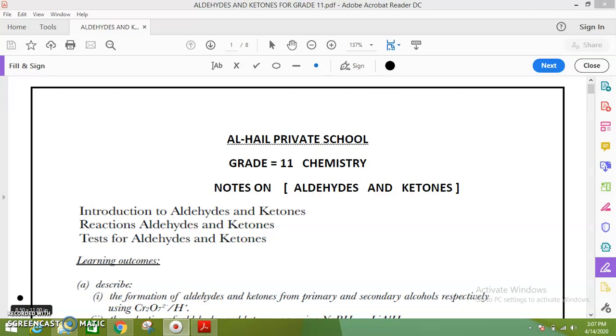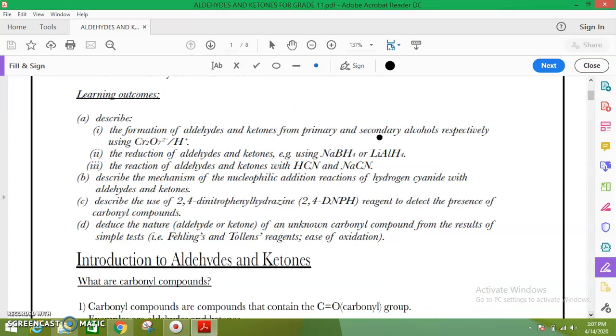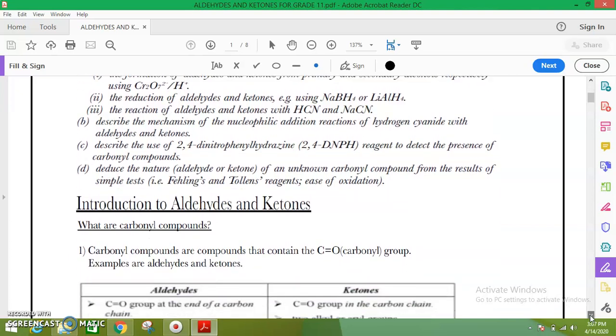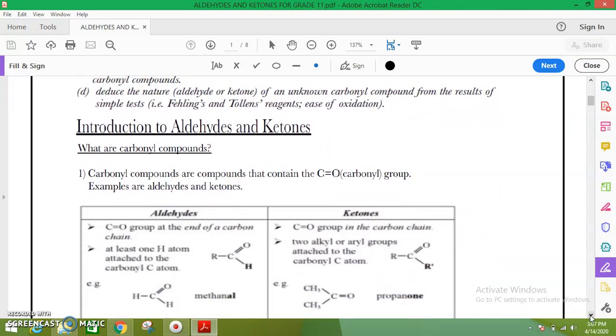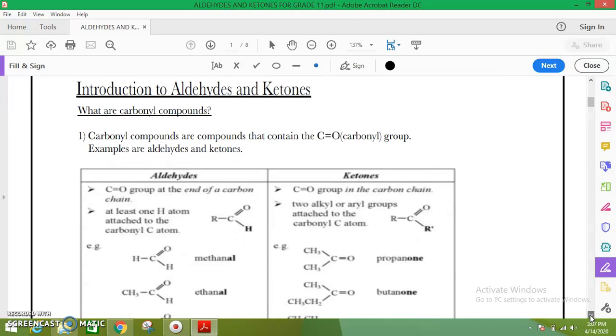Today we are going to start a new unit, aldehydes and ketones. First of all, introduction to aldehydes and ketones, then reactions of aldehydes and ketones, and at the end, the test for aldehydes and ketones. These are our objectives we are going to learn. You can see these are the objectives. Inshallah, we will study the first topic, introduction to aldehydes and ketones.